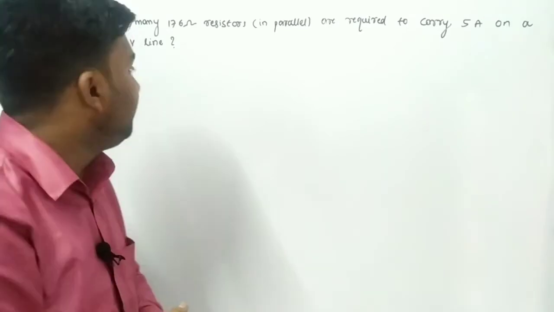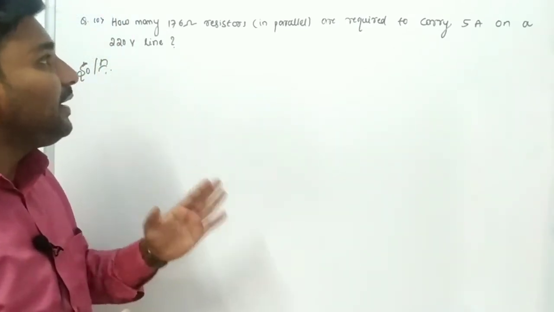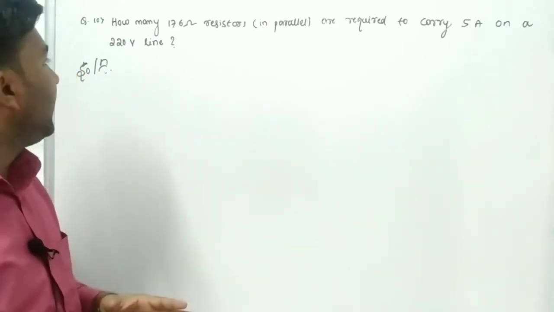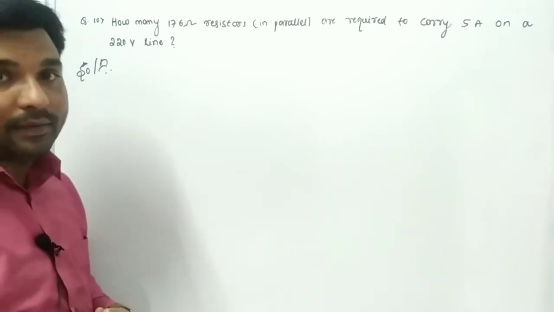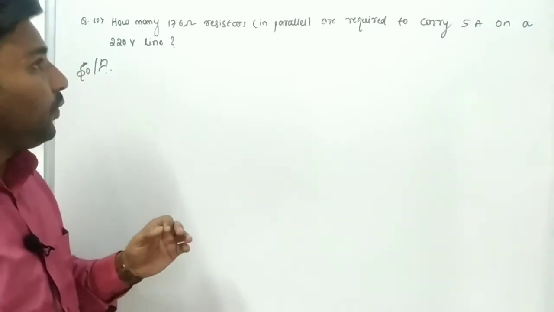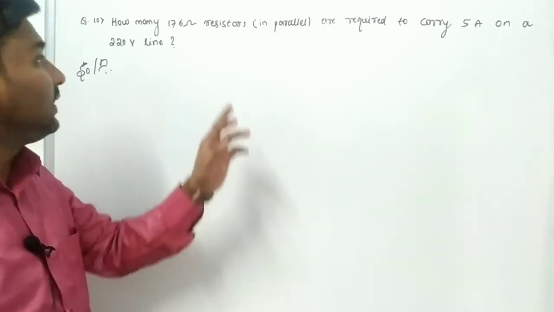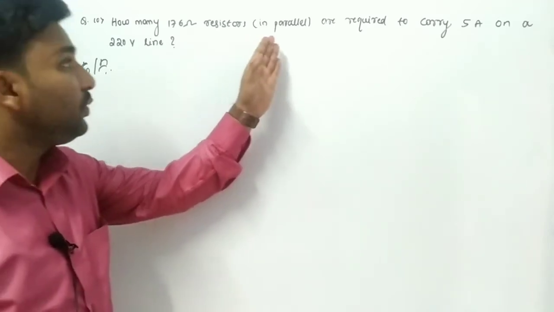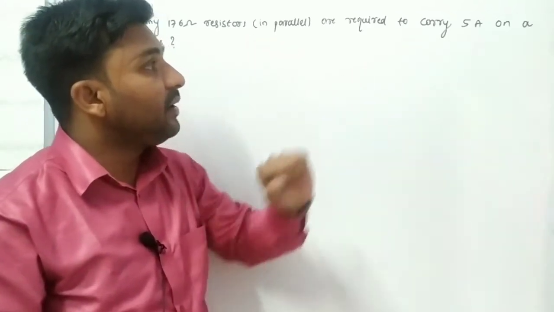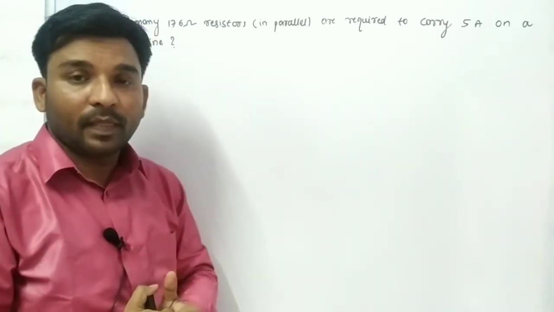The next question: how many 176 ohm resistors in parallel are required to carry 5 ampere on a 220 volt line, right? So here we have to calculate the number of 176 ohm resistors. They should be connected in parallel in order to carry 5 ampere of current on a 220 volt line, right?